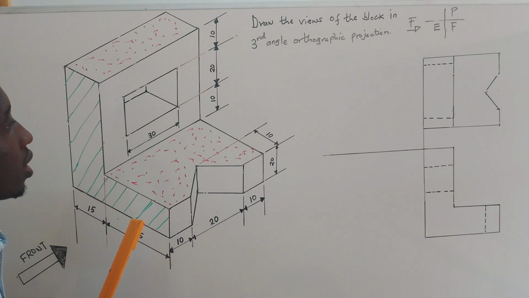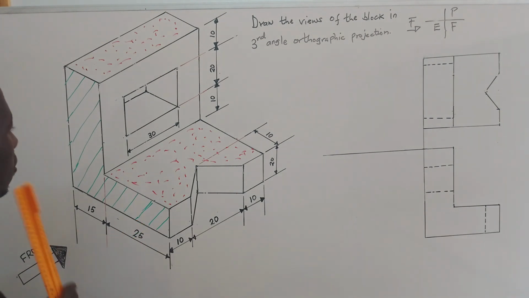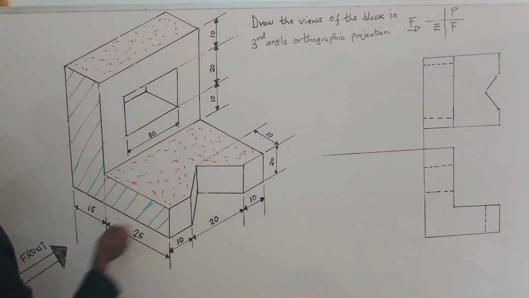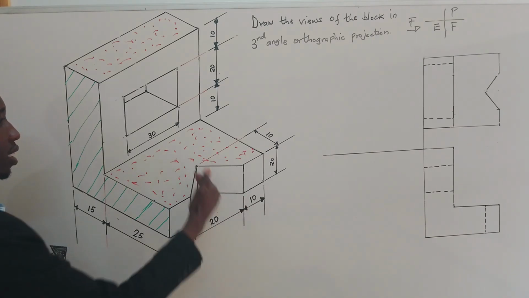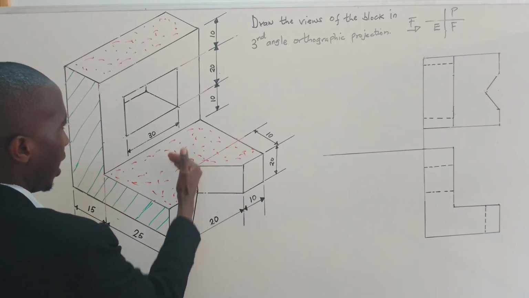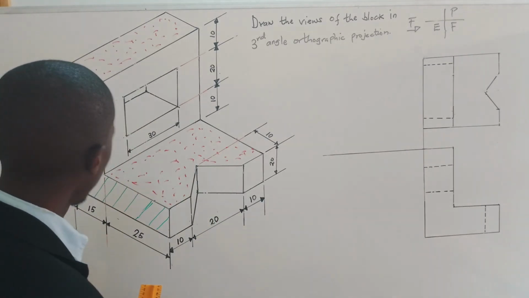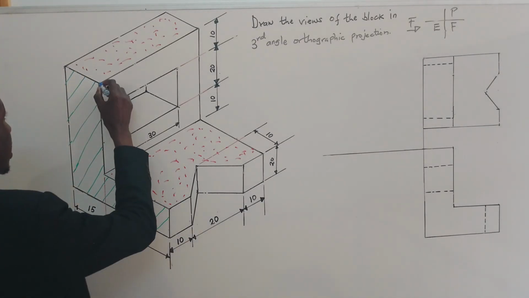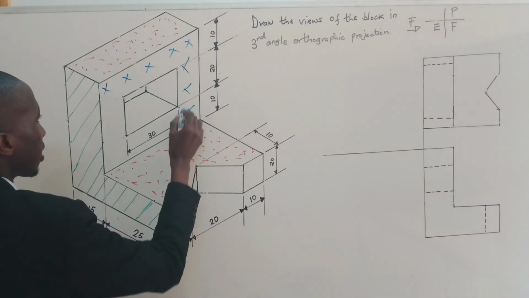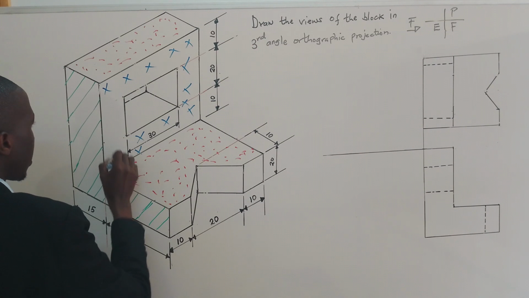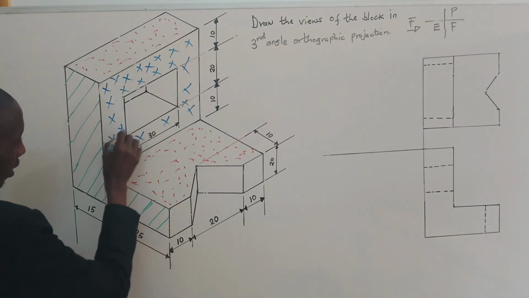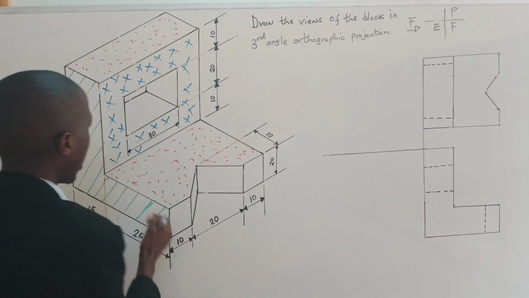Now let us move on to the end elevation. For the end elevation, we are turning from the front to this side. So we will turn and look from this side, and we shall have details being drawn from this side. From this side, I'm sure that we shall be seeing this surface. We shall be seeing this surface, and now we have this surface.